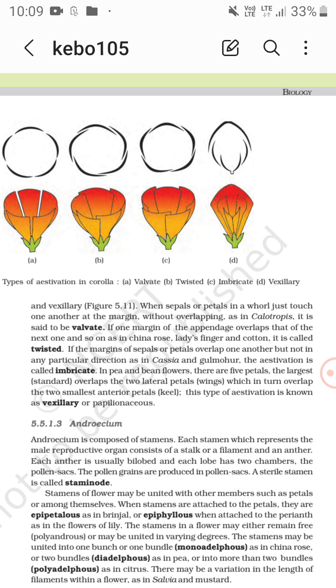If the margins of sepals or petals overlap one another but not in any particular direction, as in cassia and gulmohar, the estivation is imbricate. In pea and bean flowers, there are 5 petals. The largest, the standard, overlaps the 2 lateral petals, that is wings, which in turn overlap the 2 smallest anterior petals, the keel, which is fused. Now, this type of estivation is known as vexillary or papilionaceous.